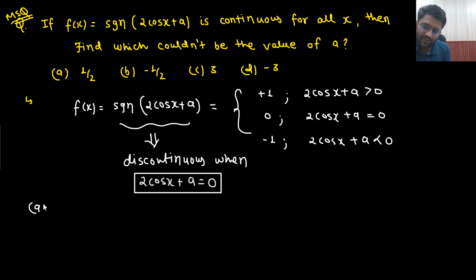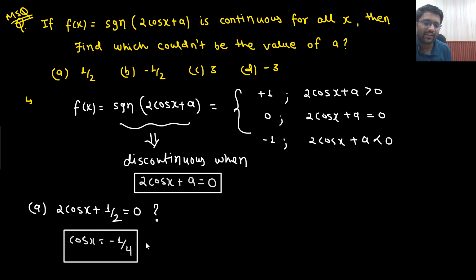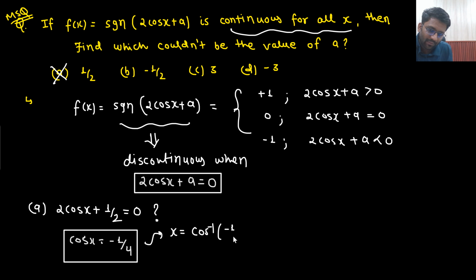So now let's take option A, which is 2 cos x plus 1 by 2. Can it ever be equal to 0? Is it possible that 2 cos x plus 1 by 2 is becoming 0? Yes sir, it is possible. It is possible when cos x becomes minus 1 by 4. So at all the points where cos x is becoming minus 1 by 4, this particular equation will be true. What does that mean? That means this is not acceptable. They are saying that it is continuous for all x, but at the points where x is becoming cos inverse of minus 1 by 4, at all those points your f(x) will be discontinuous.